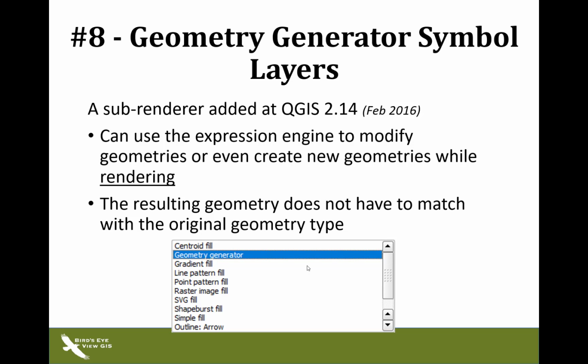Number 8, geometry generator symbol layers. This is one of these sub-renderers that I mentioned earlier. It's a little more advanced, but it basically lets you change the geometry of a layer, for example, from line to polygon or polygon to point, based on an expression.